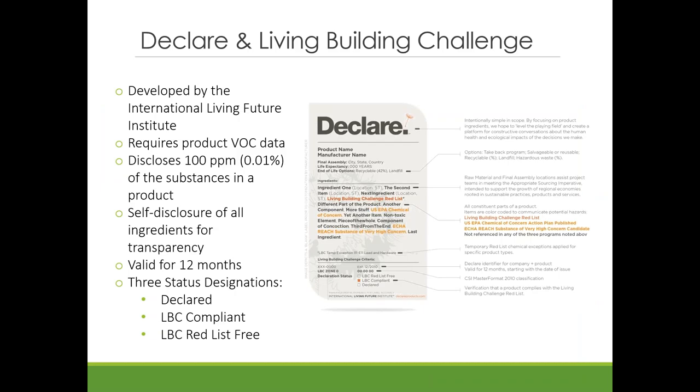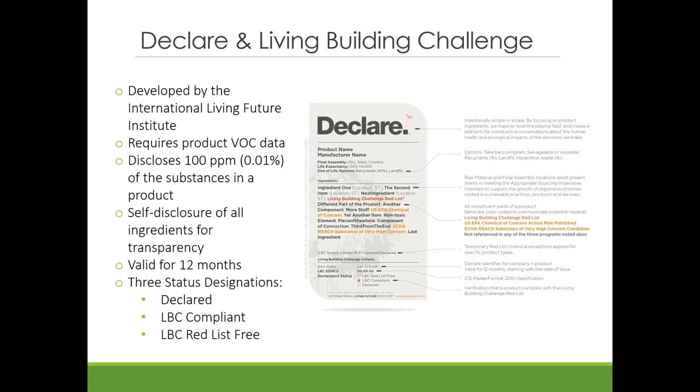It is self-disclosure of all ingredients, and basically you're only allowed to have 1% proprietary in a product with a Declare label. So oftentimes there are manufacturers that want to do a Declare label, but they have more than 1% proprietary. They may have some red listed ingredients. They may have some other issues. And oftentimes what will happen is those manufacturers will then move to a platform like an HPD because they just aren't able to meet all the requirements of a particular Declare label.